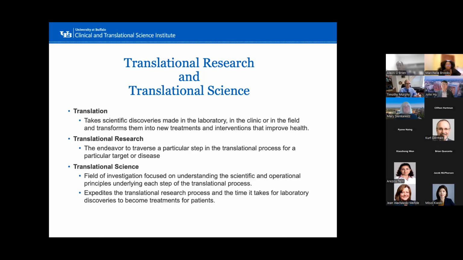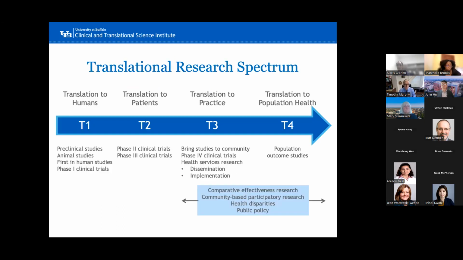So translational research is what many of us are doing and have been doing. It's trying to develop better healthcare. And then translational science is trying to improve and shorten and make more efficient that pipeline to create and implement new interventions. So let's talk briefly about this translational research spectrum, which you may have heard as T1 through T4. So T1 is kind of preclinical studies. Could be animal studies, could be cell-based studies and laboratory-based studies and so forth.